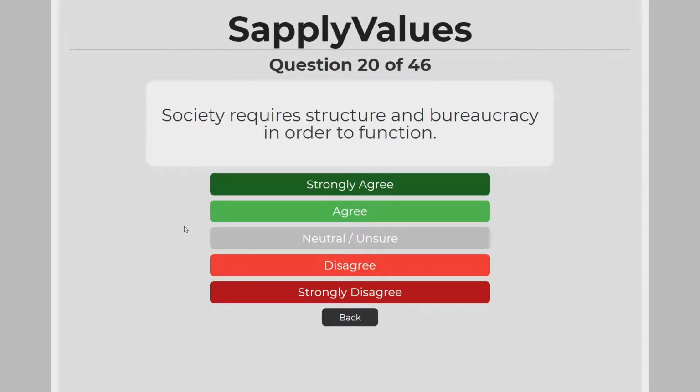Society requires structure and bureaucracy in order to function. This is quite a tough one. At least in my society, I would say yeah. But from my understanding of society, it's more about culture. Is culture structure though? No, culture doesn't have to be structure and it doesn't have to be bureaucracy. So, I mean, if it's asking for my society, yeah, both of these things are required in order for it to function. But some societies, no, I don't think it is.